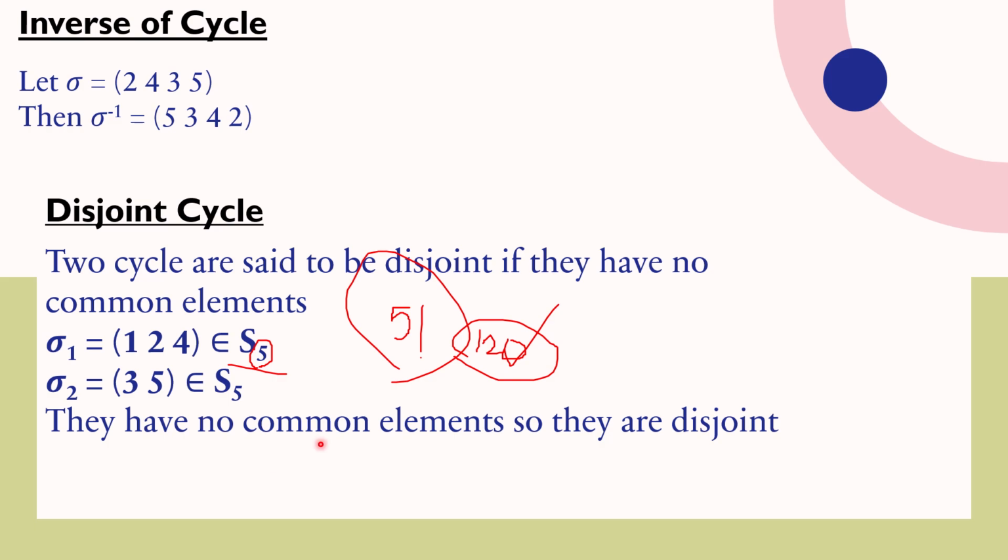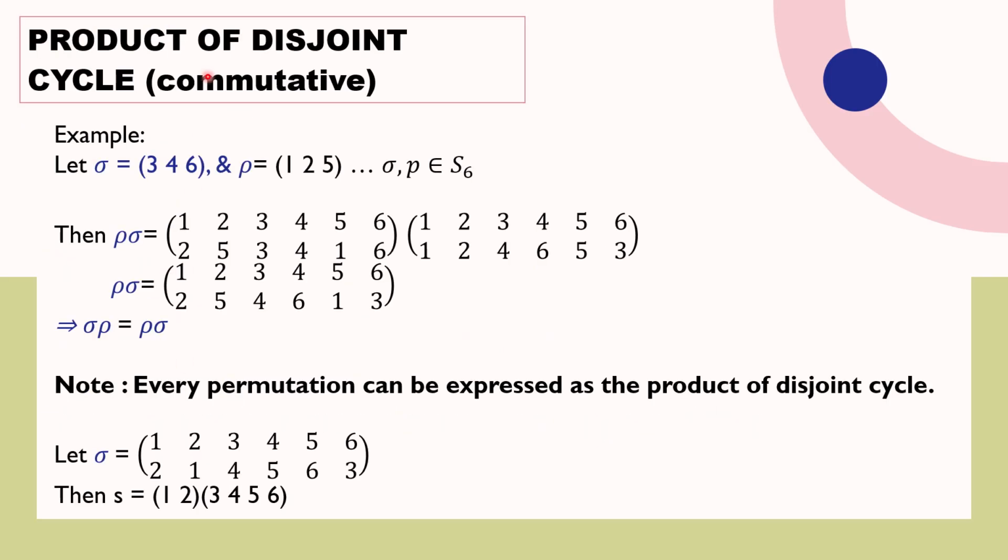All right. Out of those 120 cycles, one of the cycles is 1 2 4 and another cycle is 3 5. These two do not have any common elements. Therefore, these two cycles are disjoint. Okay. Now, what is the product of disjoint cycles?